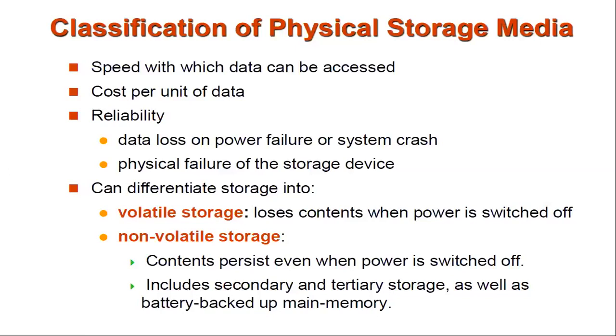Nowadays you are able to get terabytes of hard disk and storage devices at nominal cost. Even RAM, maybe 10 GB or 5 GB or 4 GB, is available at minimal and competitive cost. So now the cost factor becomes somewhat less important compared to the other two, that is speed and reliability. Based on these three important features, we can classify the storage devices.